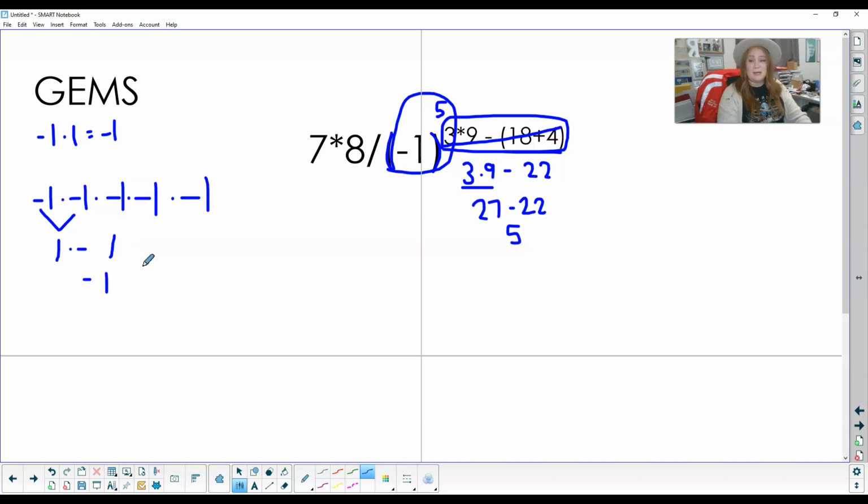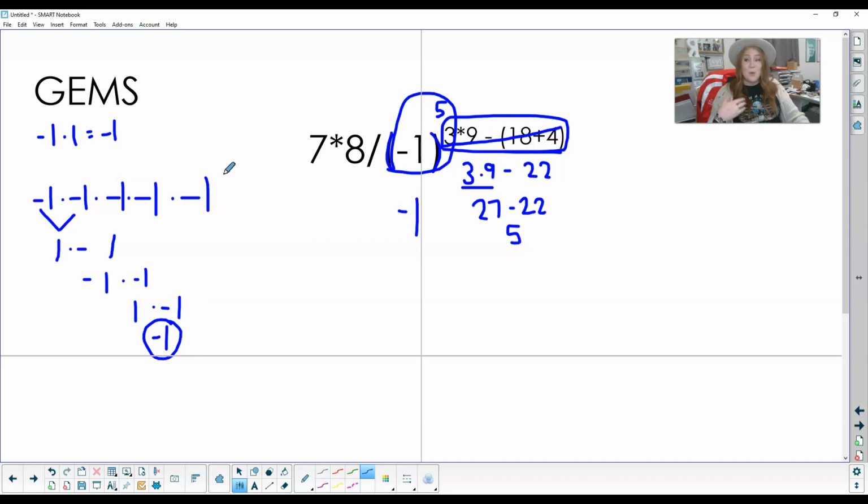Now I'm on this one here, -1 times -1. Two negatives make a positive, +1, and then this last one times -1 equals -1. I know that was a lot of crazy work to figure out that that was -1.